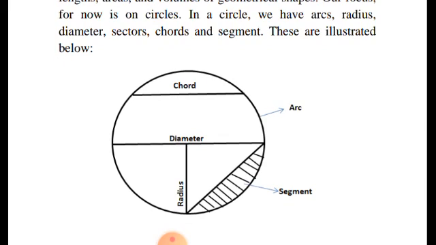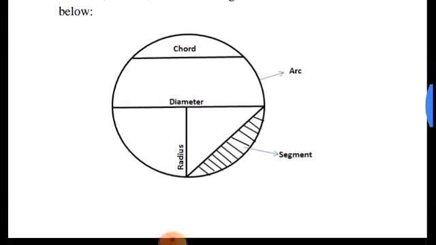We also have a radius. What is a radius? A radius can be seen as a straight line from the center of the circle to any part on the circumference. What is an arc? An arc is a fraction of the circumference. What is a segment? A segment, like we have it from the diagram, is the shaded portion. We have the minor segment and the major segment. The shaded part here could be regarded as the minor segment.